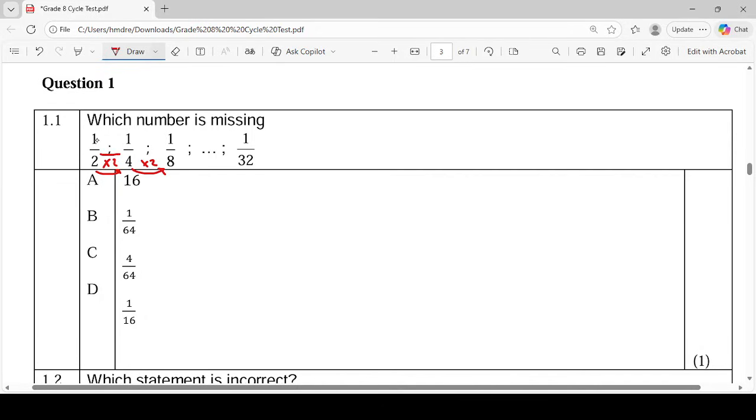So at the top, 1 times 1 is 1. So you can see every one of these, we're timesing it by a half. So 1 over 8 times a half. So at the top, 1 times 1 is 1. At the bottom, 8 times 2 is 16. And so that is our missing number, 1 over 16.